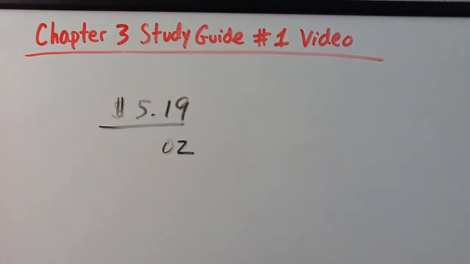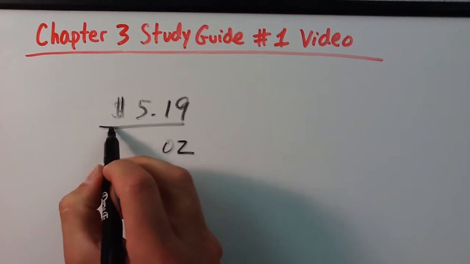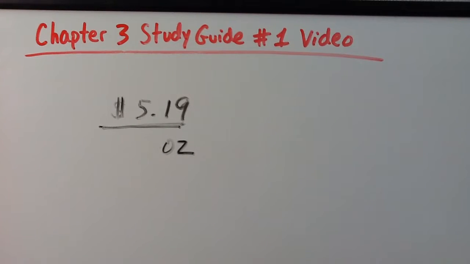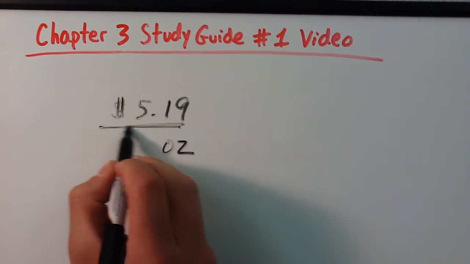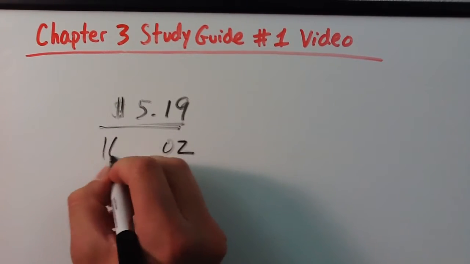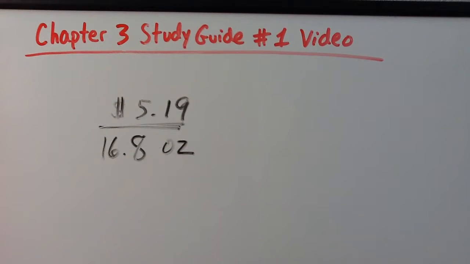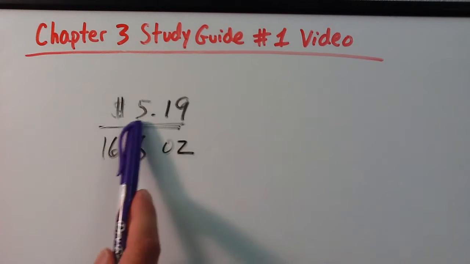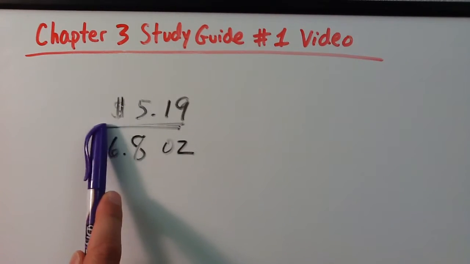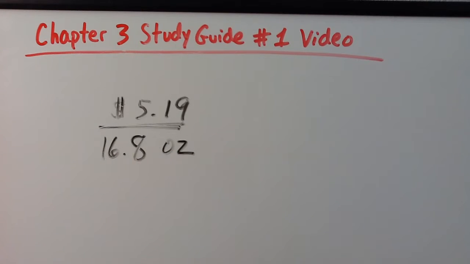$5.19, so $5.19 per. That is another way to read this fraction bar. I could say $5.19 per how many ounces? 16.8. Okay, and so that is my rate right there, right? That's how much I'm paying for those 16.8 ounces. And we could also read the fraction bar as division, right? $5.19 divided by 16.8 ounces would give us the cost per ounce, which is what we are looking for.